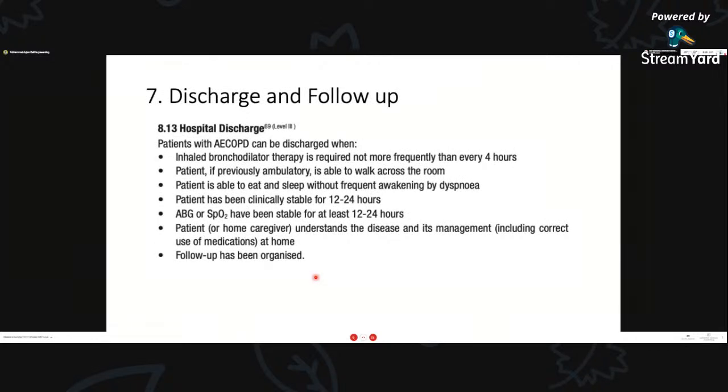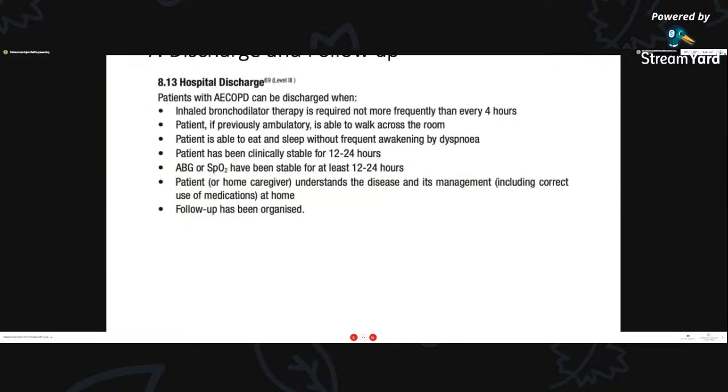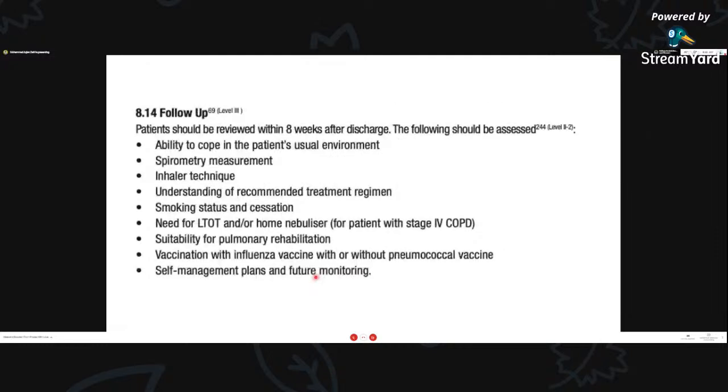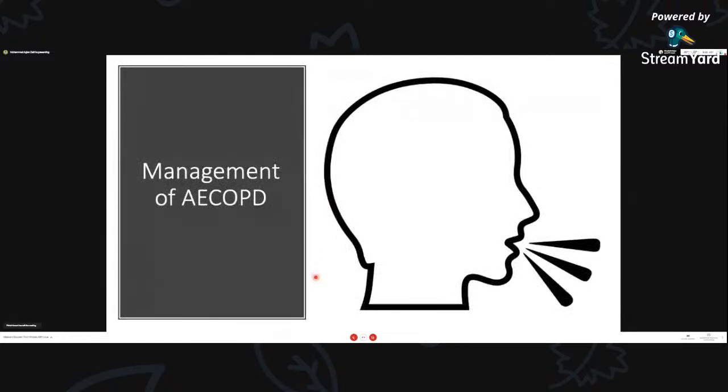So, discharge and follow up. These are the criteria for discharge, and these are the things that need to be done for subsequent follow up. After we discharge, we need to review back 8 weeks post discharge. Okay, so I've covered the acute exacerbations of COPD, in other words, patients presenting with exacerbations. Now we're going to have a look on.